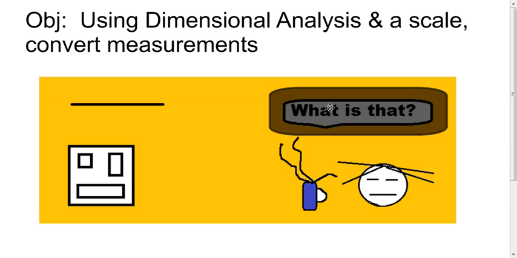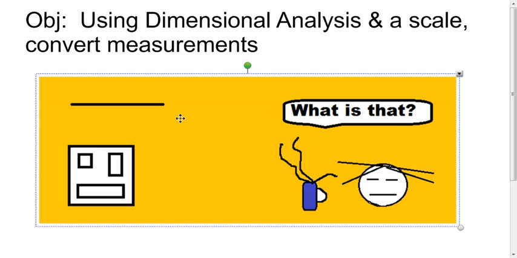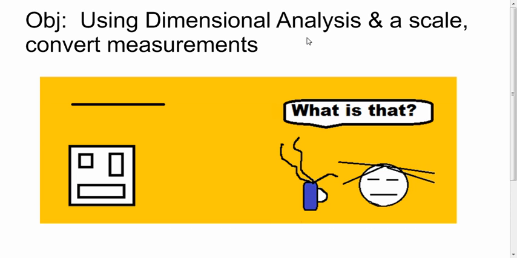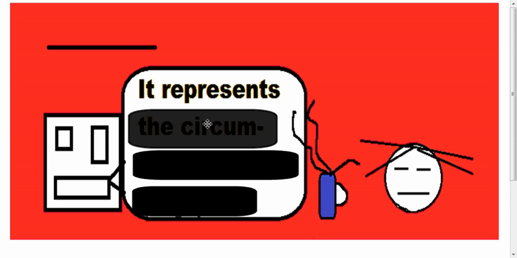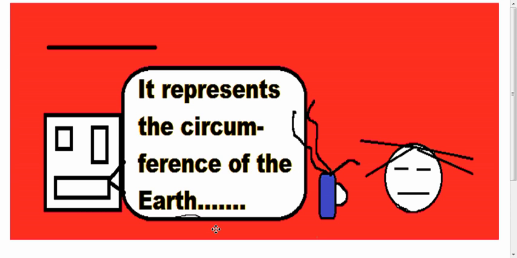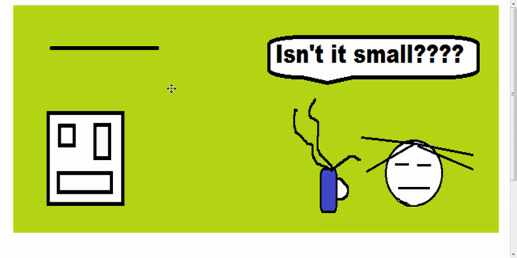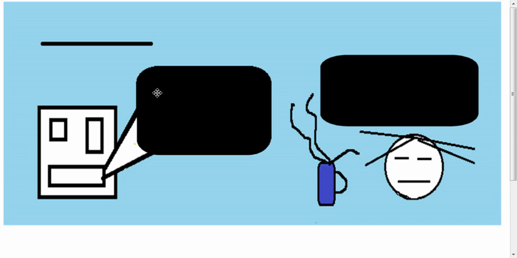The purpose of this video is for you to be able to use dimensional analysis and a scale to convert measurements. Crazy here is asking about the line. Crazy here questions why the line is so small when the circumference of the Earth is so big.